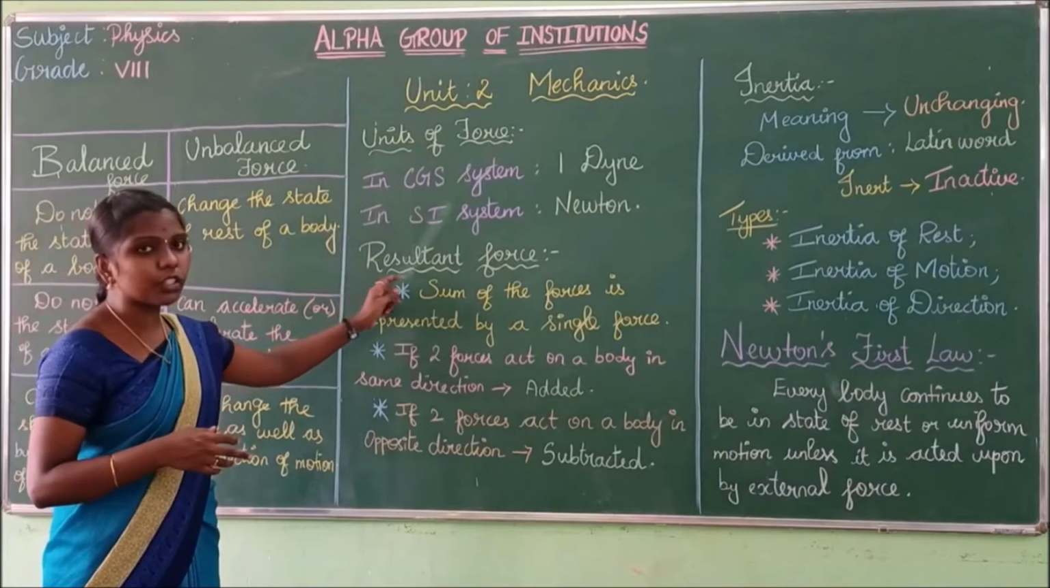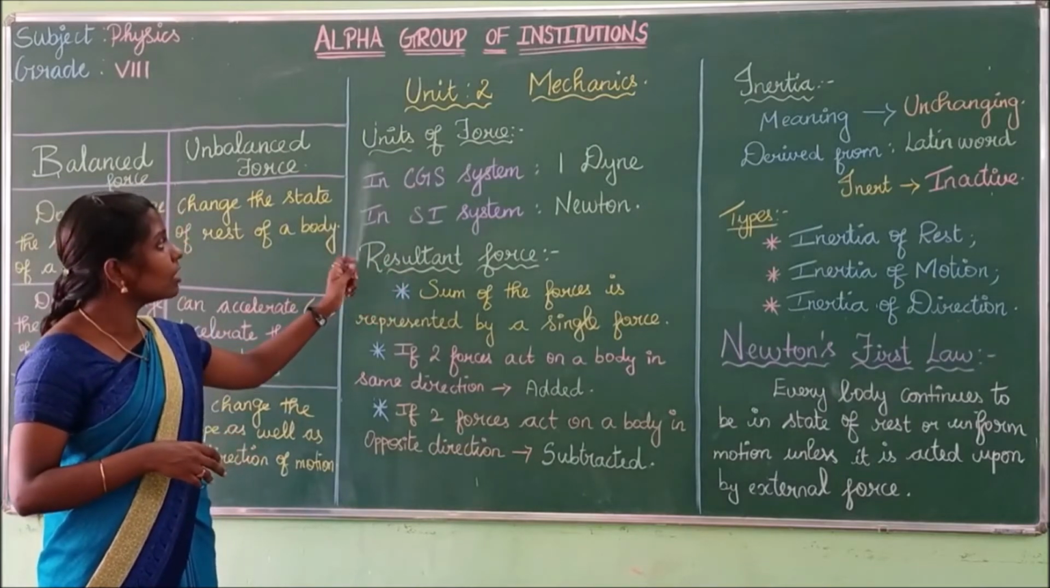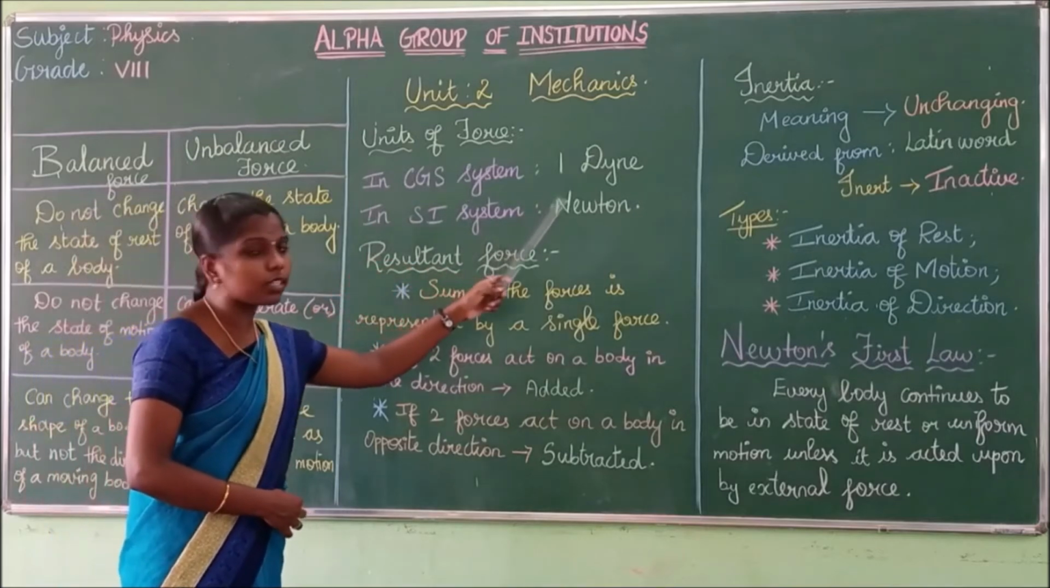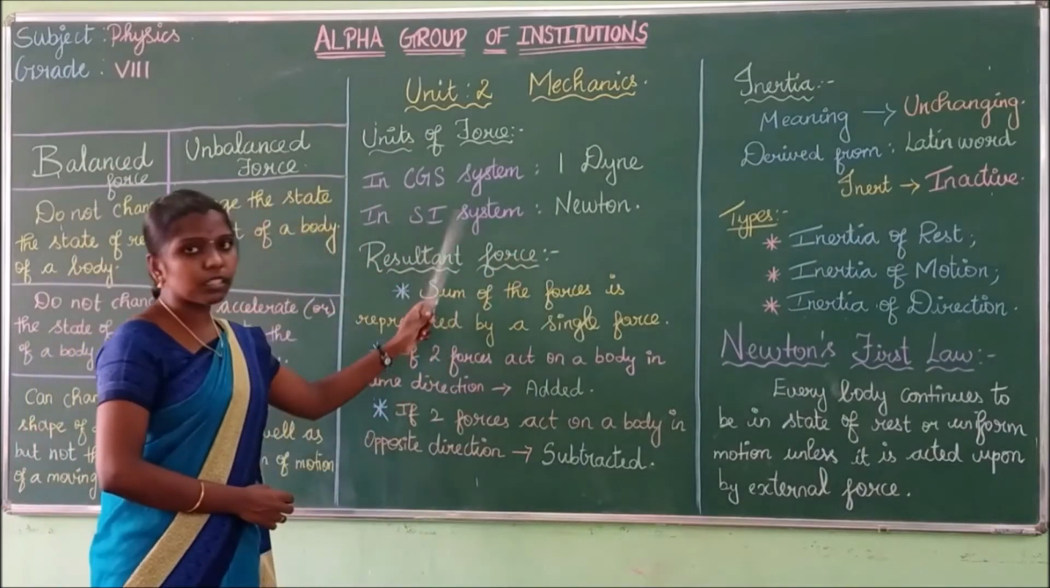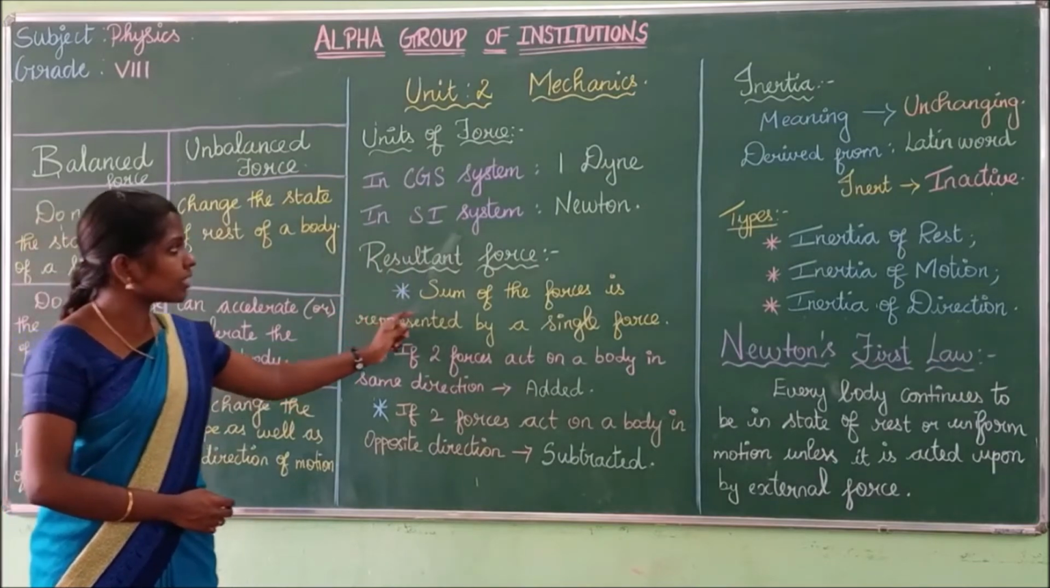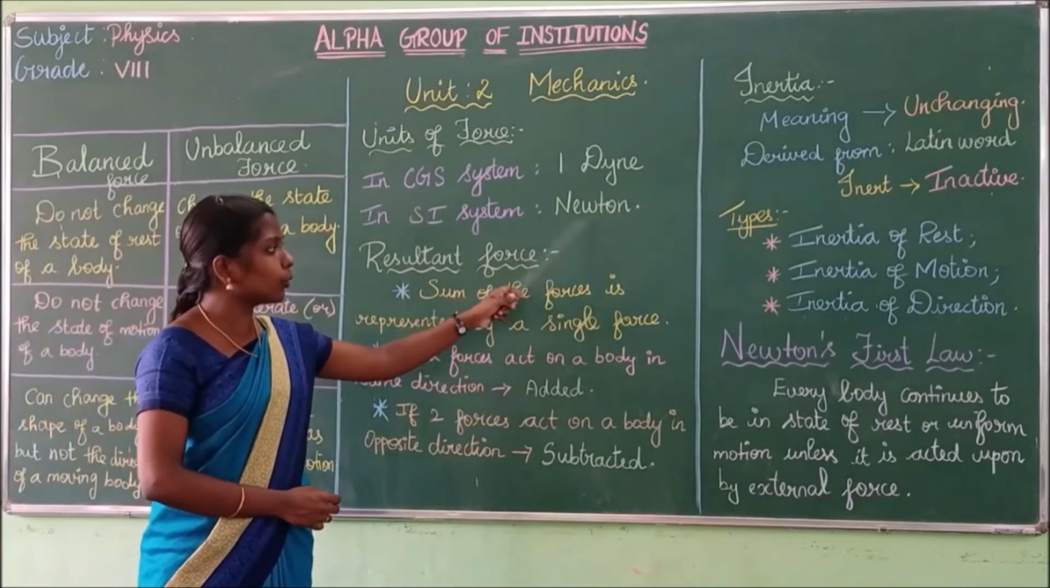Unit of force in CGS system. CGS is nothing but centimeter, gram, second. In CGS system, the unit of force is dyne. In SI system, SI is nothing but standard international system. In SI system, the unit of force is Newton.